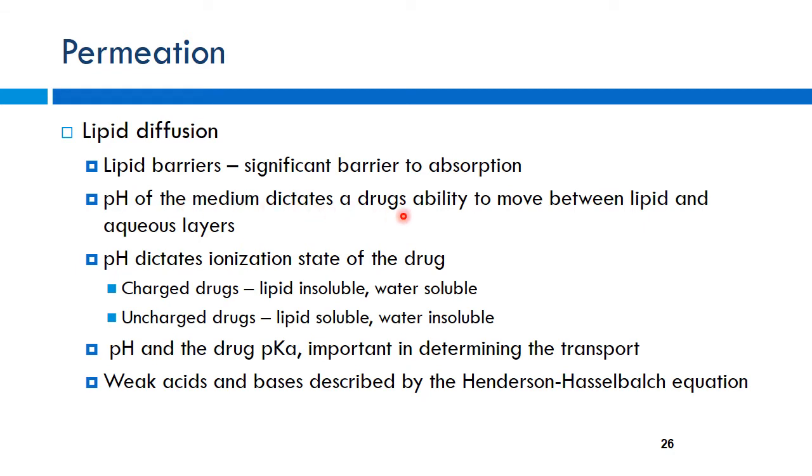Does anyone remember the Henderson-Hasselbalch equation? Yeah, if I hear a few groans, that's going to come back in a big way. But basically, pH is going to dictate the ionization state of a drug. This means that when a drug has a charge on it, it's going to be more polar, which means it's going to be more lipid insoluble but more water soluble. This means it's going to have an easier time dissolving in water, and a harder time crossing those lipid bilayers.